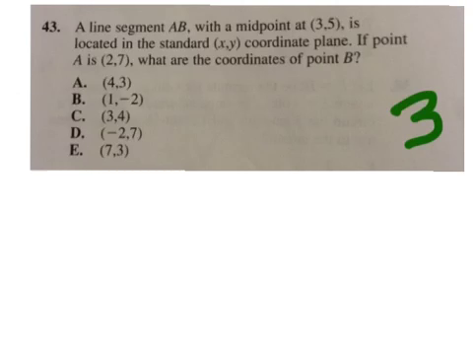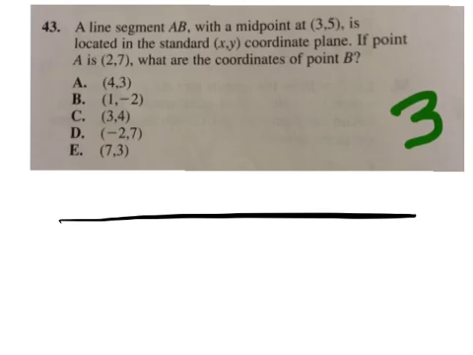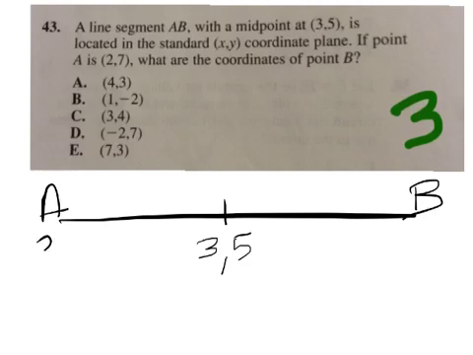A line segment AB with a midpoint at 3, 5 is located in the standard XY coordinate plane. If point A is 2, 7, what are the coordinates of point B? So we have A and B. Midpoint of 3, 5. And then A is 2, 7. So we're looking for B.